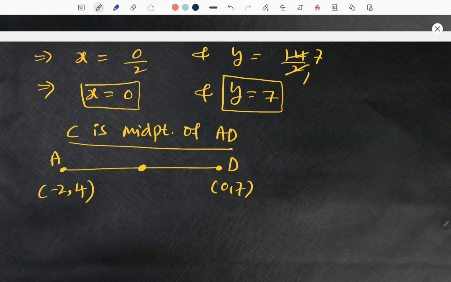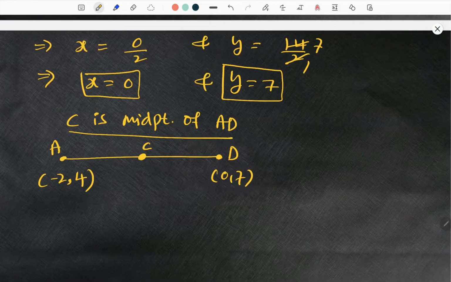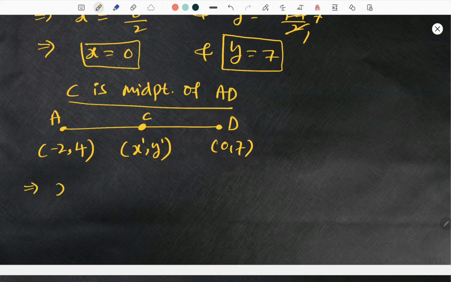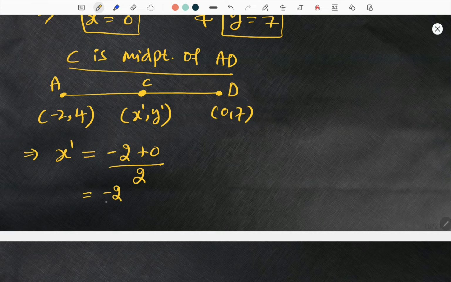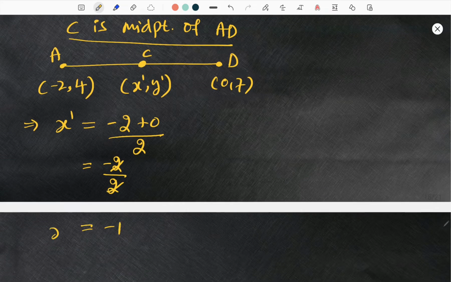And we have C here, and we don't know the coordinates of that. Let us call that x dash comma y dash. So what is the value of x dash? X dash is equal to minus 2 plus 0, then divided by 2. So it becomes minus 2 by 2, the 2 gets cancelled, and the value of x dash is minus 1.